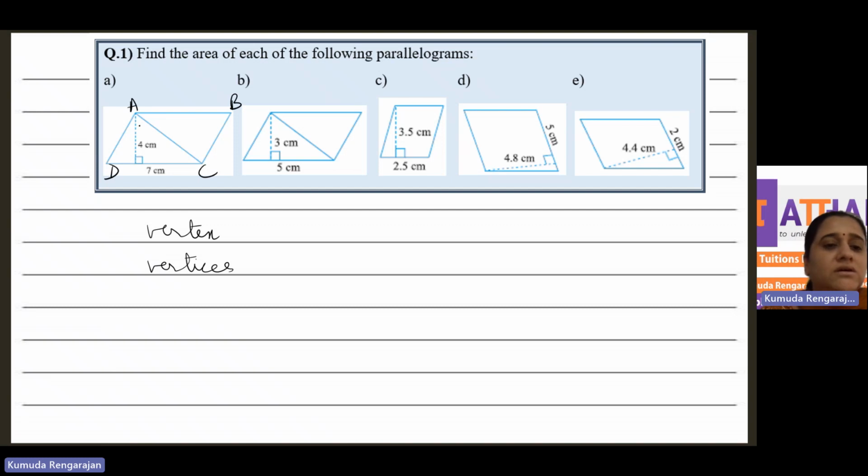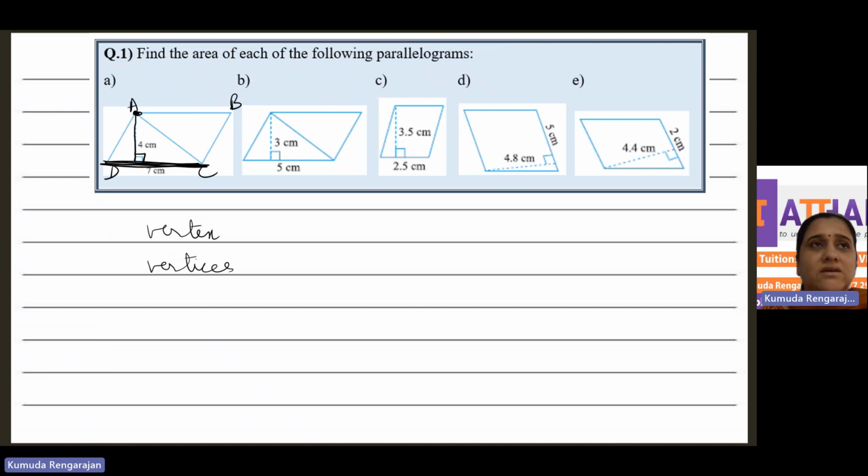Now, can you see the vertex opposite to this side is A? This is a side. DC is a side. Opposite to the side DC is the vertex A. Now, can you see a line segment from A perpendicular to DC? DC is the side we are going to take as the base, because only that is known to us: 7 centimeters. So we have to take that as the base. Now we want the corresponding altitude or the corresponding height.